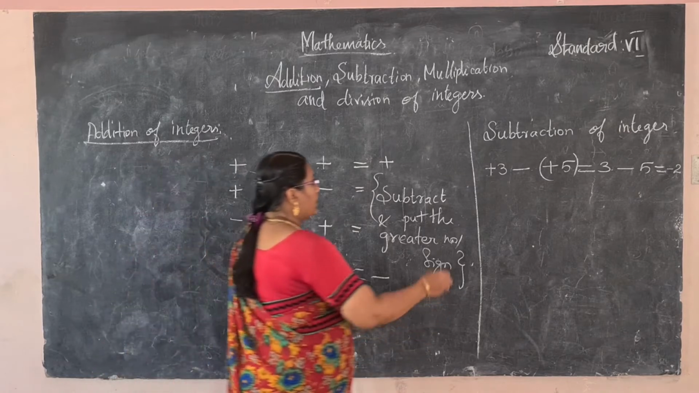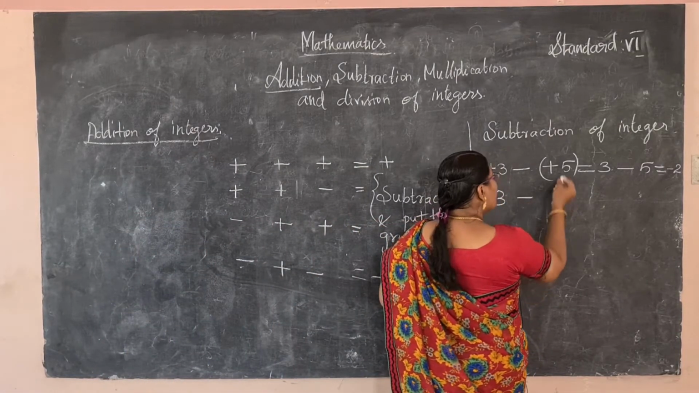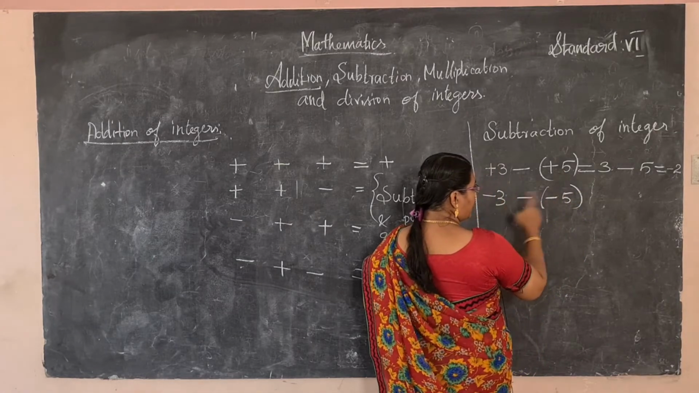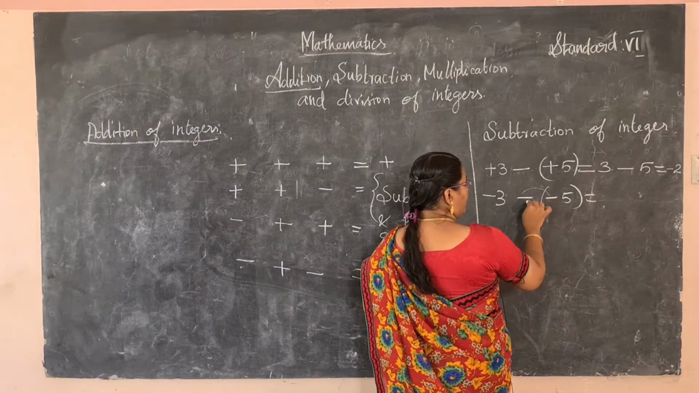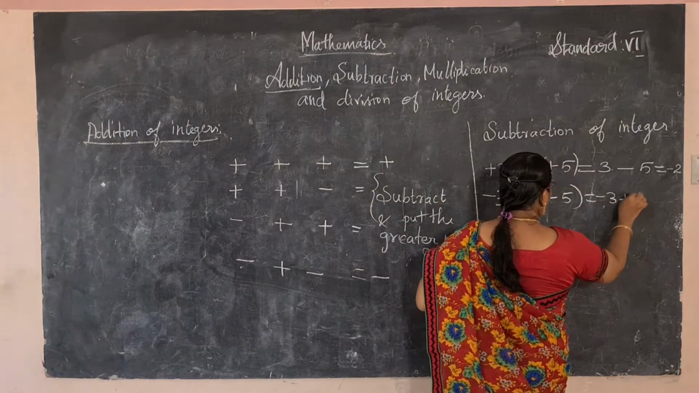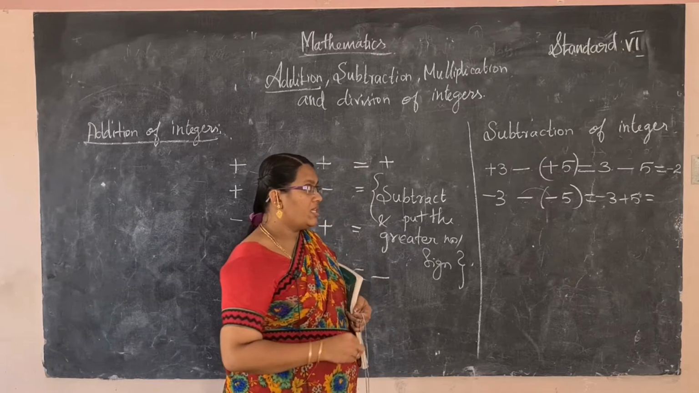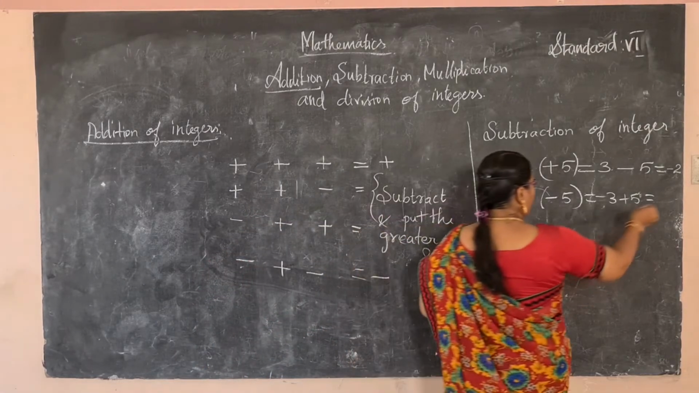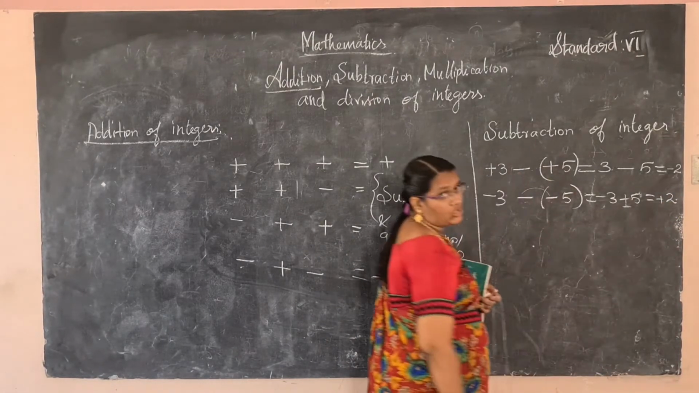And then two negative numbers: minus 3, the operation is minus, here minus 5. Two negative signs will come. What do we do? Here it means product, so minus into minus is plus. So minus 3 plus 5. Here two different signs come. In this case we subtract and put the greater number's sign. So 5 minus 3 is 2. The greater number's sign is plus. So the answer is plus 2.